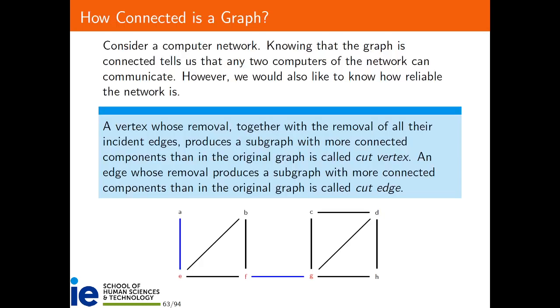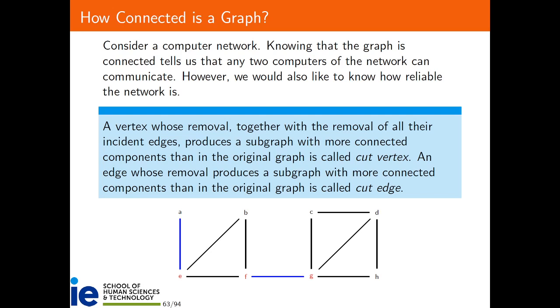So now the idea is, okay, I can define when a graph is connected and when a graph is not connected. But how connected is a graph? For example, let's suppose I have a computer network or a transport network, and knowing that the graph is connected tells us that any two computers can communicate or that I can go from A to B in a network. But also we would like to know how reliable the network is.